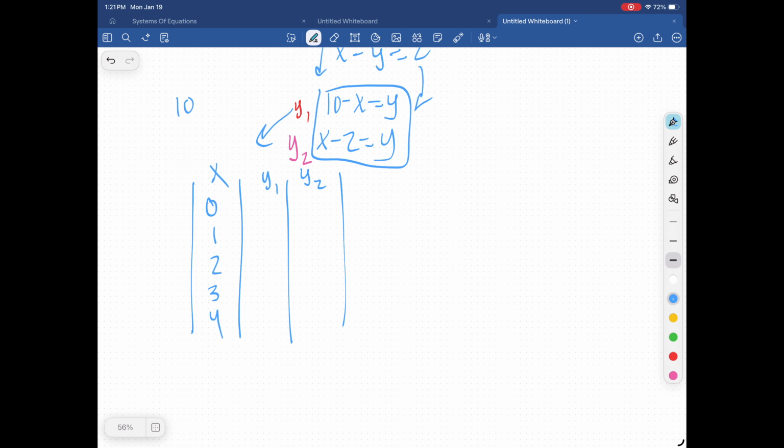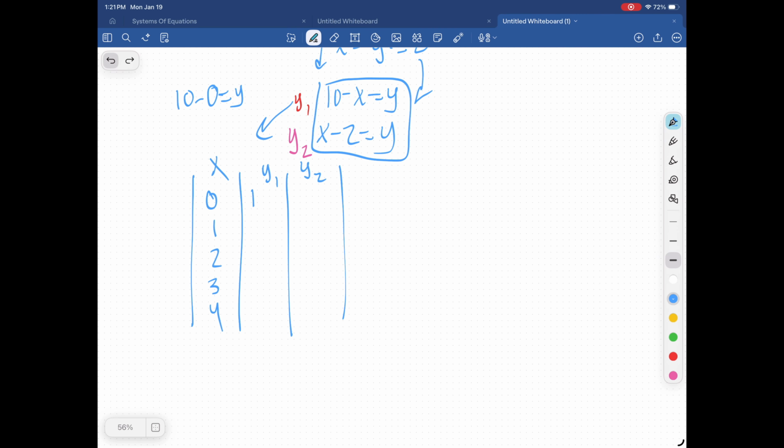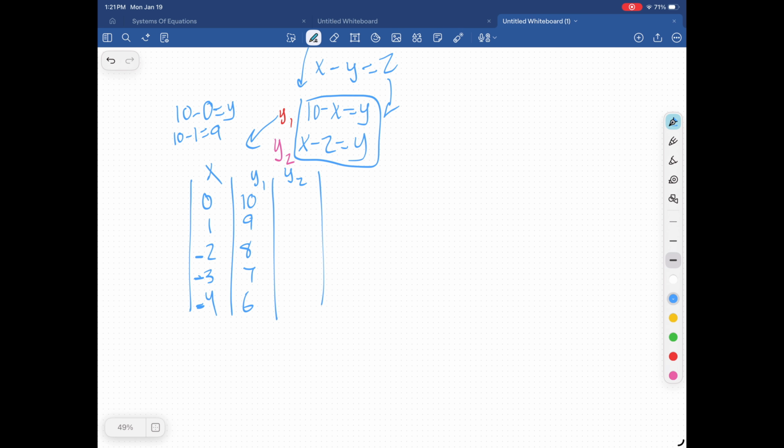Okay, so we're gonna have 10 minus 0 equals y, and that's gonna leave us with 10. And then 10 minus 1 equals 9. And then it goes on, 10 minus 2 equals 8. And then 10 minus 3 equals 7. 10 minus 4 equals 6.